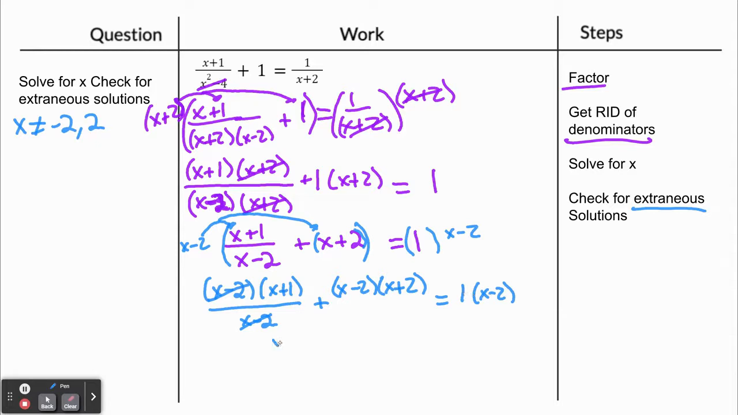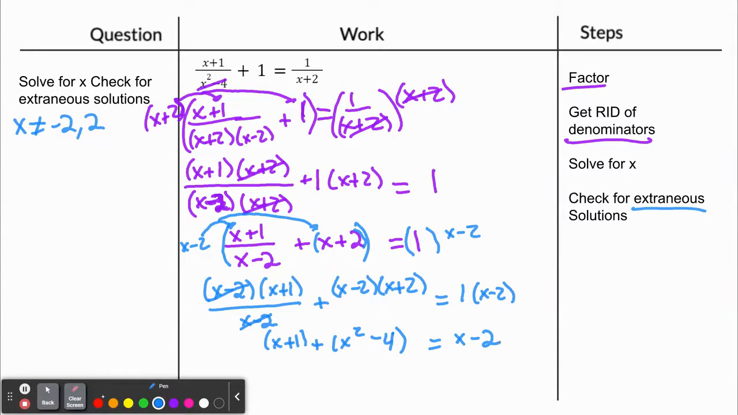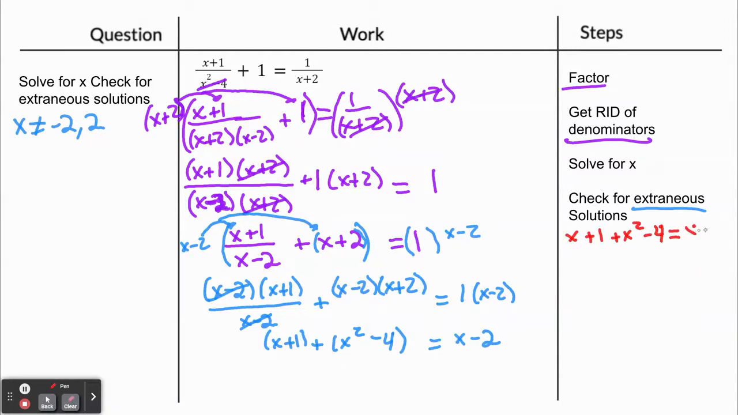So what I end up getting is x plus 1 plus x minus 2 times x plus 2. So I'm going to multiply those together, which gives me x squared minus 4. And 1 times x minus 2 is just x minus 2. So now I'm going to rewrite this over here on the right to give us a little bit more space. Now I've gotten rid of all of the denominators.